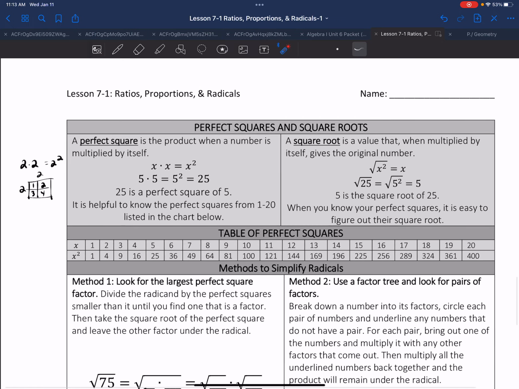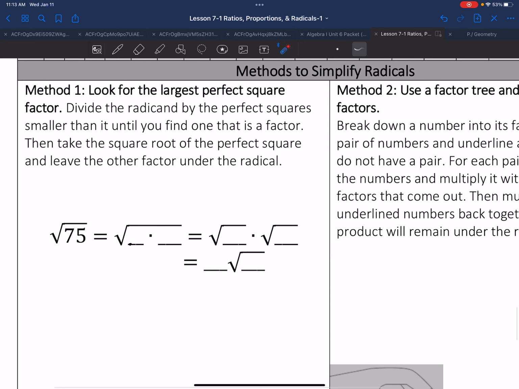So let's go ahead and take a look at this method over here. It says method 1, simplifying radicals. And again, this is just review, right? Mostly everything here is review. Method 1 says, look for the largest perfect square factor. Divide the radicand, which is just the number under the square root, by the perfect squares smaller than it until you find one that is a factor. Then take the square root of the perfect square and leave the other factor in the radical.